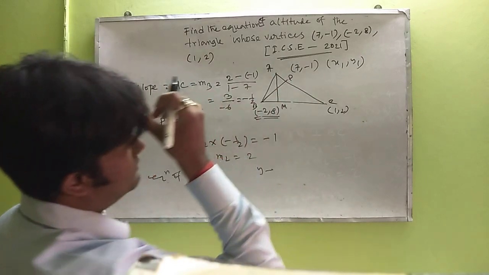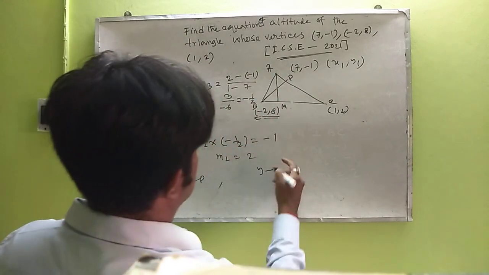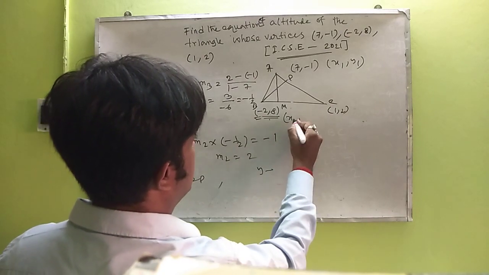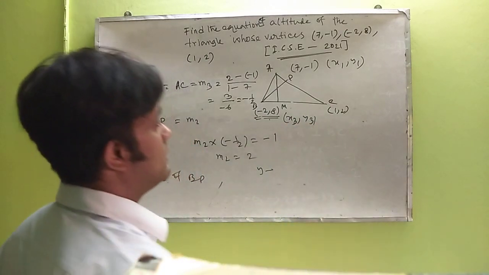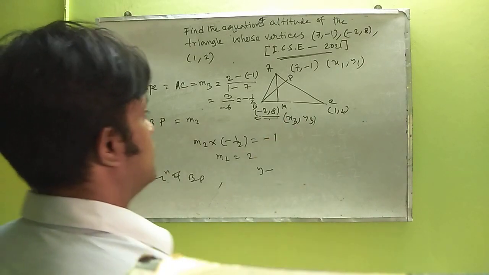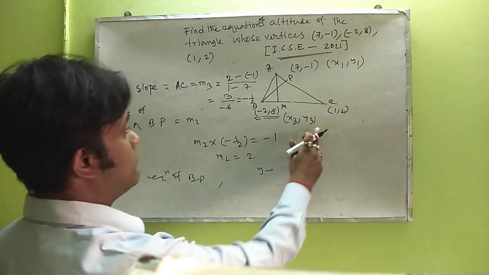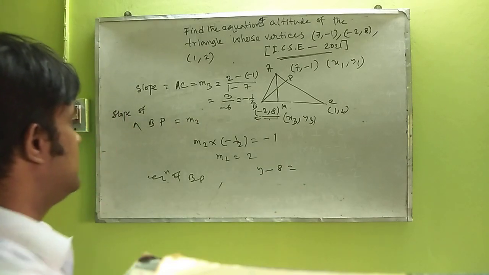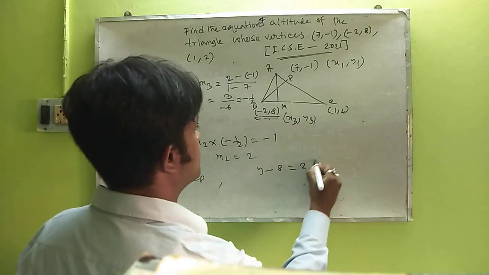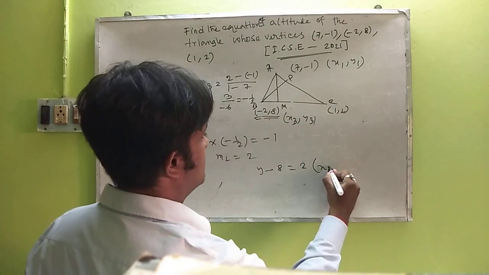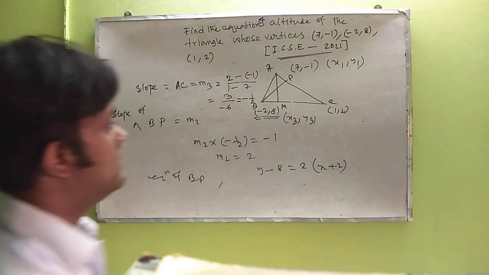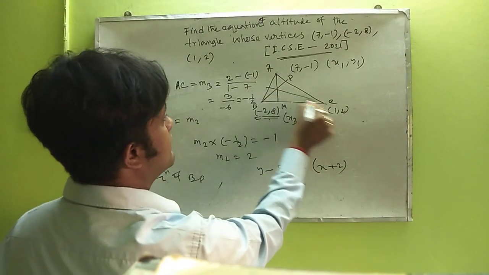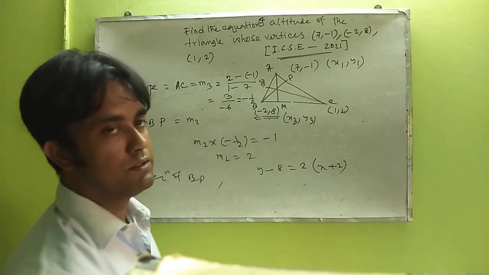Hence the equation of BP: y minus, this is x1 y1 considered, or consider x3 y3 as we used in the previous step x1 y1. So use this x3 and y3, y minus 8 equals m which is 2, times (x minus x1) that is x plus 2. In the same process you should calculate CQ which is perpendicular.